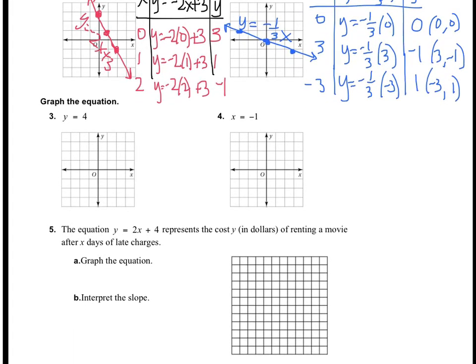All right, 3 and 4 are a little different because they are either horizontal or vertical. And if you go back to our 4.1 notes video, there's a section that tells you what y equals lines look like and what x equals lines look like. But if you don't know, you can't think of it off the top of your head, what do you do? Excellent, you make a chart.